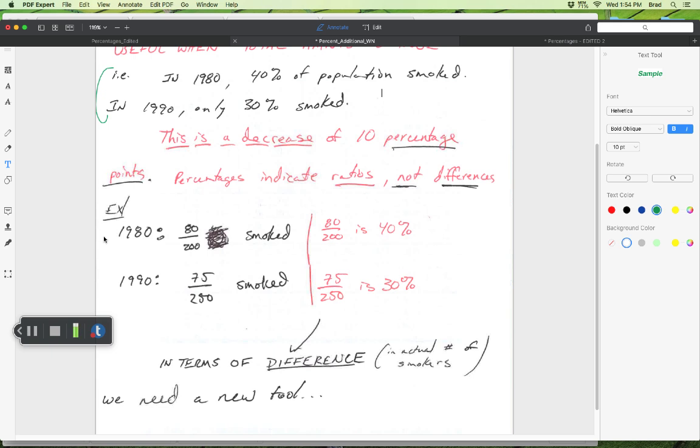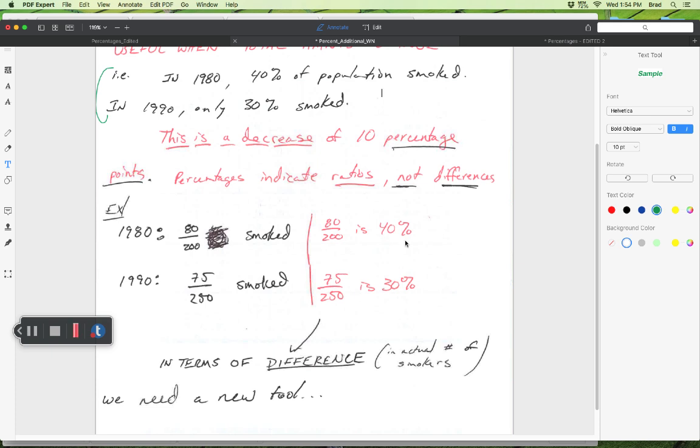In 1980, 80 out of 200 people smoked. Let's say our total population at that time was 200. 80 of those people smoked. That would be 40%. That is a 40% ratio. In 1990 now, 75 of our new population total of 250 smoked. 75 out of 250 is 30% as a ratio.